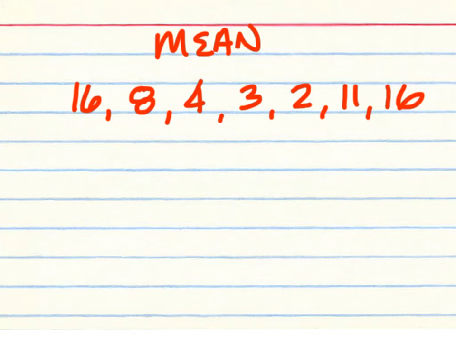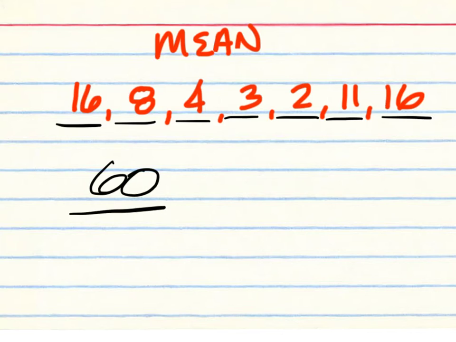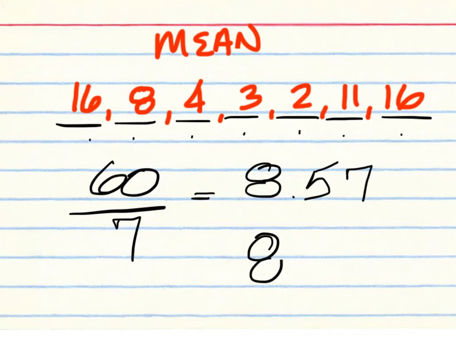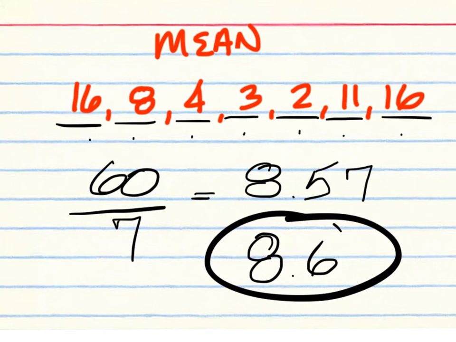Put these, or not put them in order, but add them together. 16, 24, 28, 31, 33, 44, 60, and divide by 1, 2, 3, 4, 5, 6, 7. 7 into 60 8 times with 4 left over. 5 with 5 left over, so it should be 8.2.